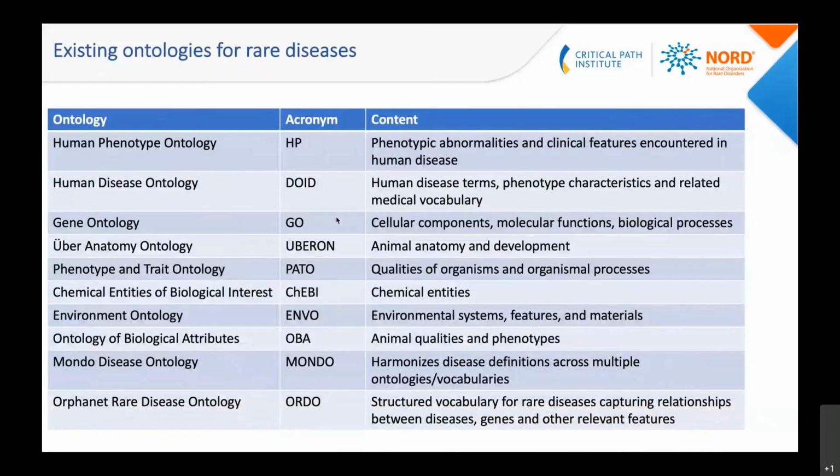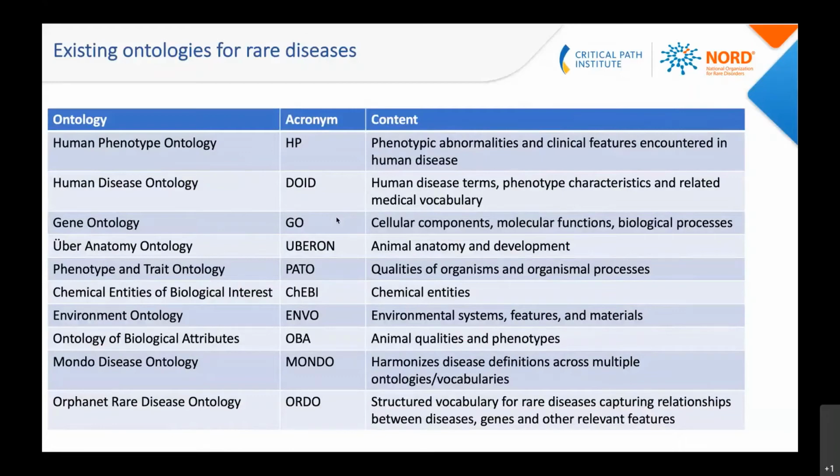Fortunately, there are already a number of ontologies that can be used for rare diseases. There's the Human Phenotype Ontology that I already mentioned earlier. There's also a Human Disease Ontology, which has a slightly different scope. The Gene Ontology does not describe genes, but rather describes cellular components, molecular functions, and biological processes that are associated with different genes. We've got the Uberon anatomy ontology, and several others.